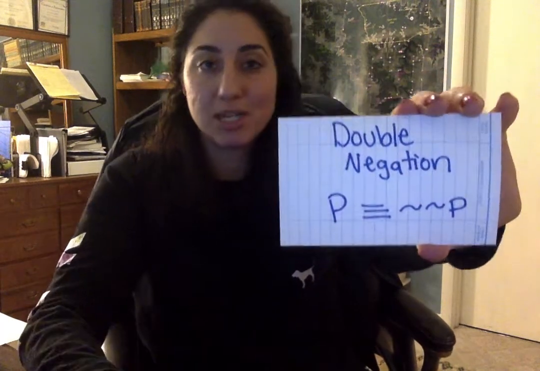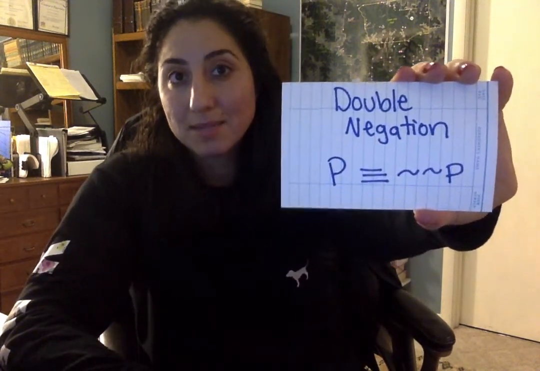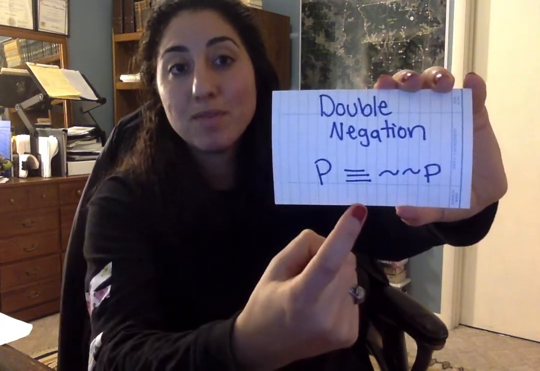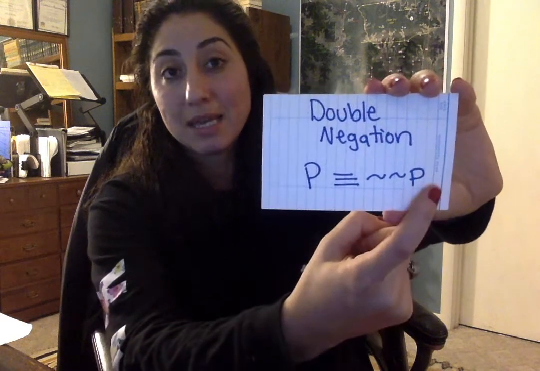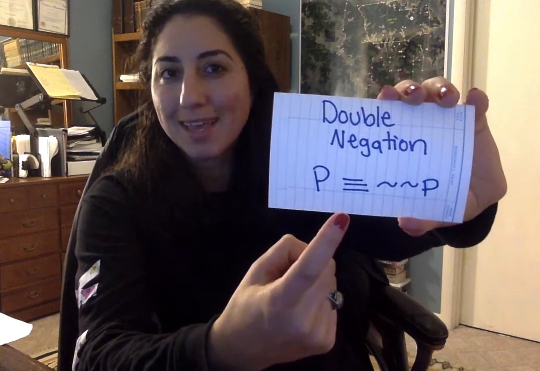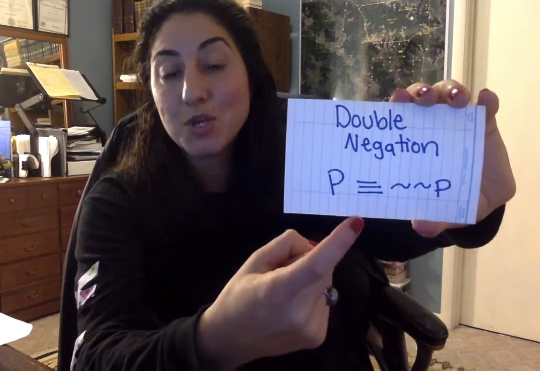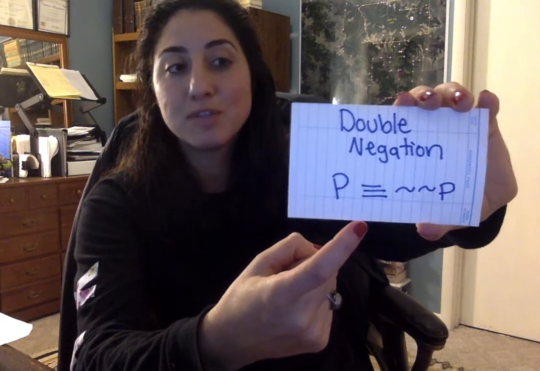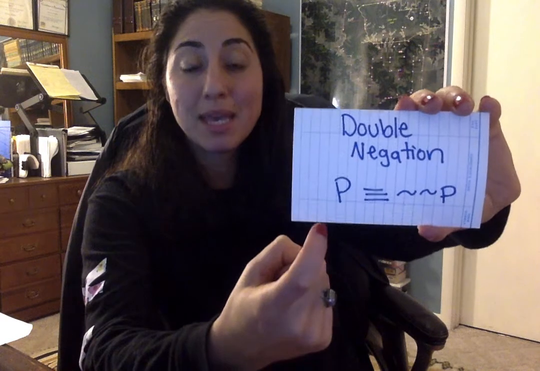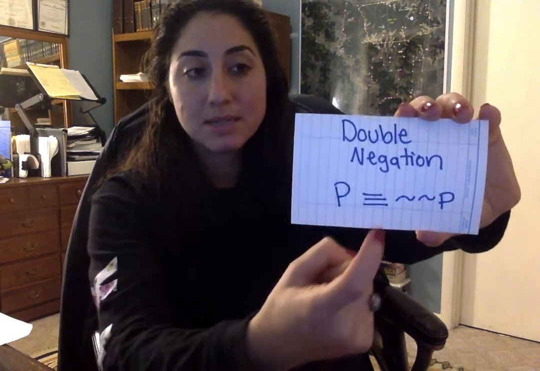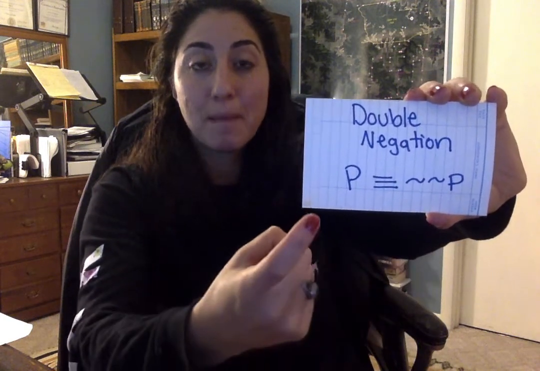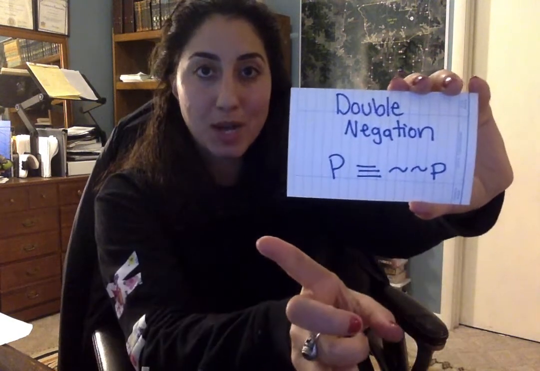A double negation is to do that twice. So in the double negation, we're saying that P is equivalent to tilde tilde P. Now this is not an equal sign spelled incorrectly. When you have 3 lines instead of 2, you're saying that the transformation can go from left to right and from right to left. So P equals tilde tilde P and tilde tilde P equals P. So it works in both directions.